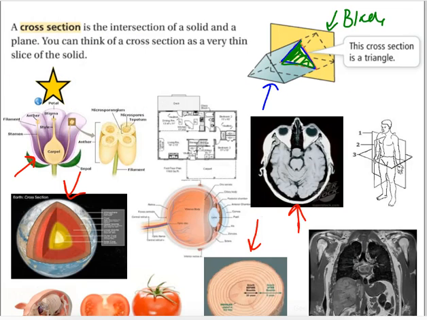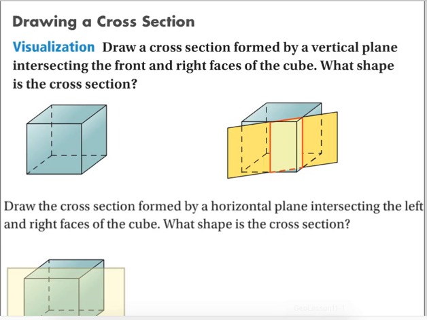Okay, I think that will give you a better idea of what a cross section is, since it's hard to show you on just the video what I'm trying to talk about. So now we're going to try to do some of these on our own. The first one's just an example. It says draw a cross section from a vertical plane that's intersecting the front and right faces of this cube.